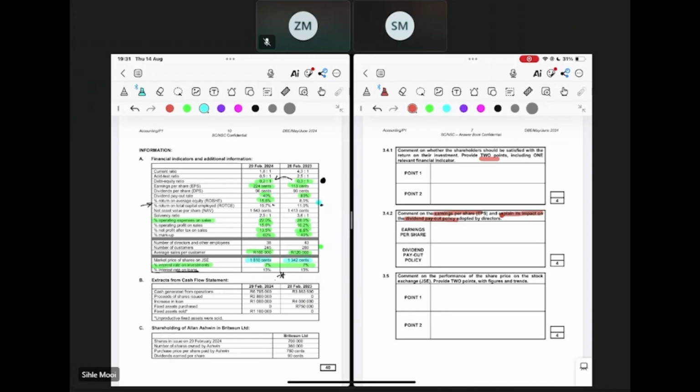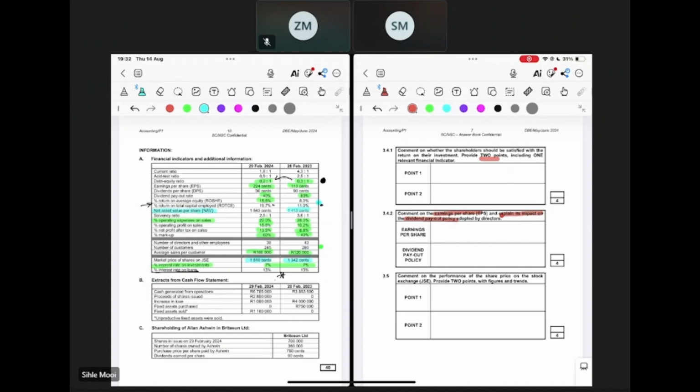Now the other part is to compare it to another financial indicator. So we have the net asset value per share. The net asset value per share is the price per share you calculate inside the business. It's not outside. The market share price is what the people outside value the company at, and the NAV is what the people inside use as the value of the company.